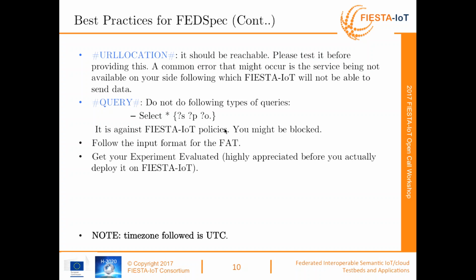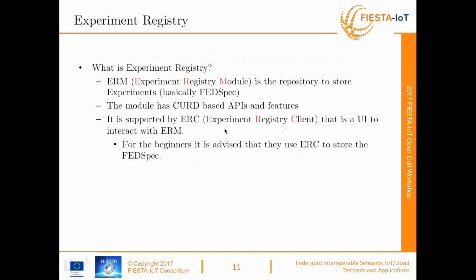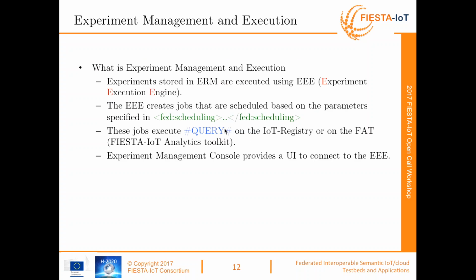Okay. So these are just some more inputs. Basically, the experiment registry is handled by ERM, which is the registry module. It provides code-based APIs. I will not go into details because you will probably not need them. So it's not actually needed here. Experiment management and execution is handled by the execution engine, where all your configuration that is stored in the ERM is read by the execution engine and executed.